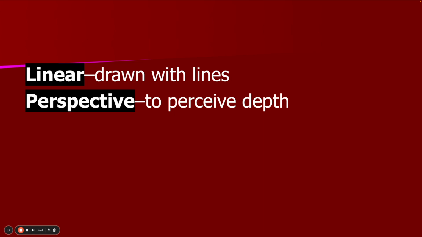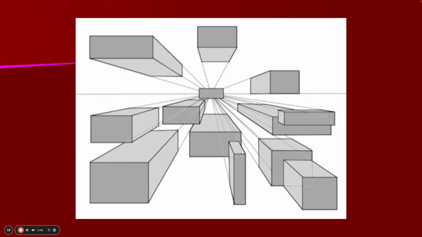Perspective has a lot of meanings, and we're going to just use it to mean to perceive depth. So for linear perspective, we're going to use lines to create the illusion of depth, to be able to perceive depth on a flat sheet of paper. So this is an example of a linear perspective drawing.